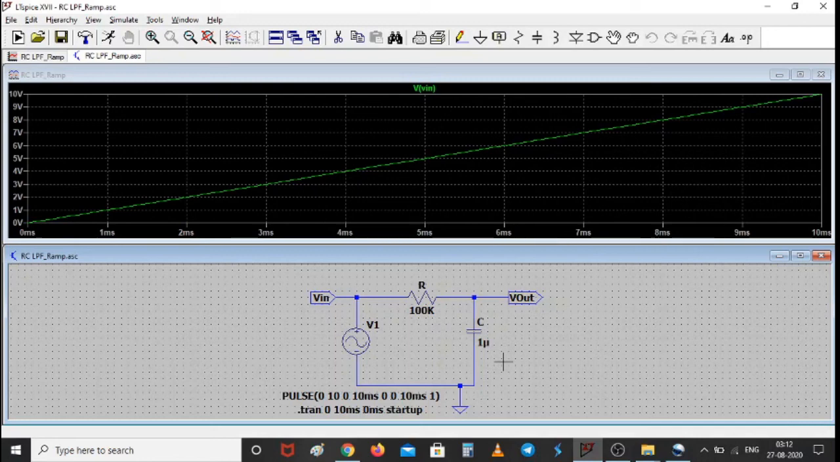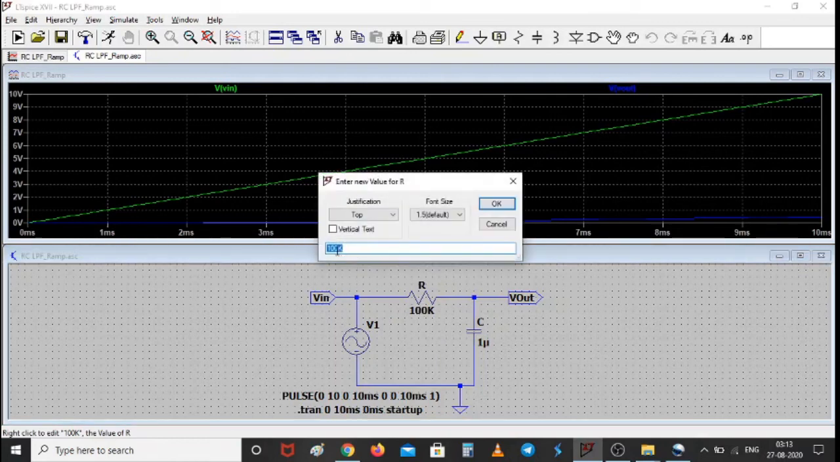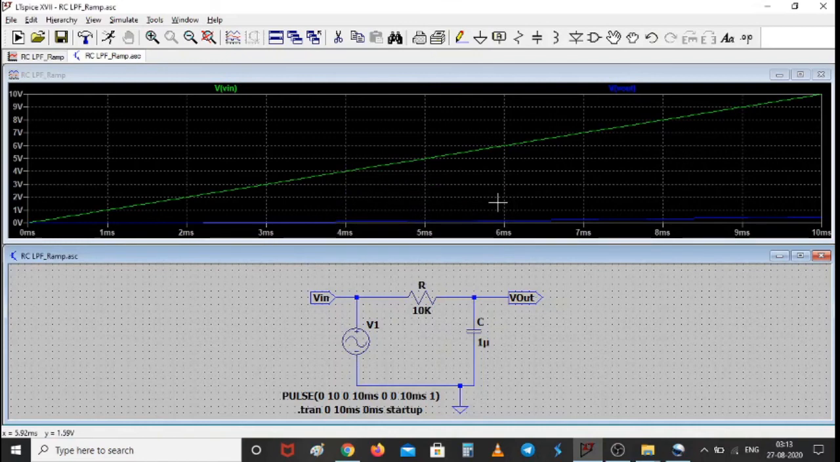When we observe the output for this case of RC much greater than capital T, how is my output going to look? You can see that my output is getting more deviated from the input signal. The transmission error is very high because RC is very large. When I reduce my RC from 100k to 10k, then my RC becomes 10 milliseconds, where my capital T is also 10 milliseconds. That means RC is equal to capital T. Let me run one time, and you can see that the deviation of the output from the input reduces to a certain extent compared to the earlier case.